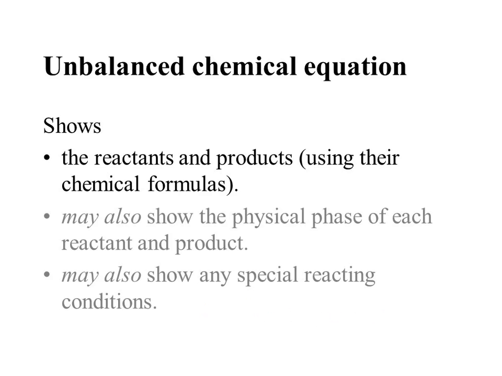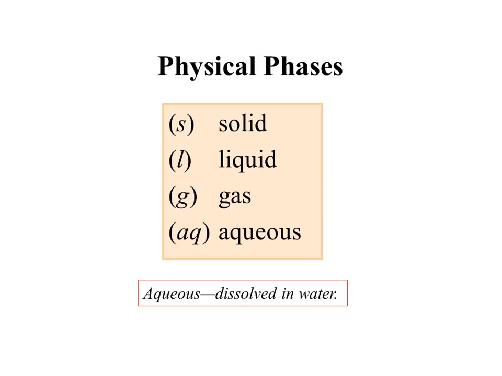So this is what you were telling me, that the S next to something means that something is a solid. The L means something is a liquid. The G means something is a gas. Now let me take just a minute and tell you what the AQ means.